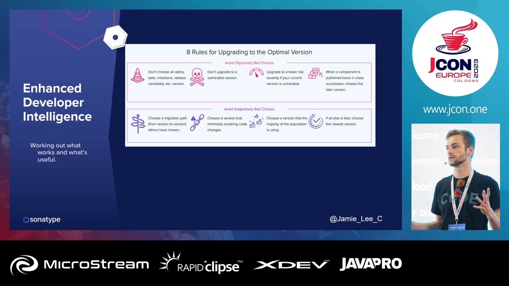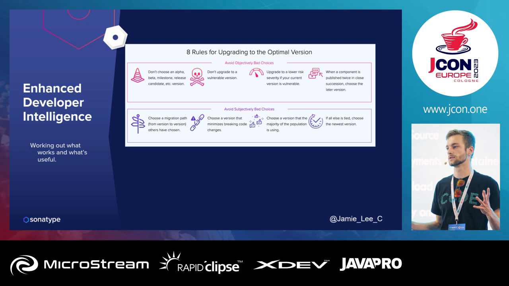So, 8 rules generally. I've taken this from the Sonatype supply chain report. Eight rules: don't choose an alpha or beta generally if you're caring about vulnerabilities. Obviously, don't upgrade to a vulnerable version. I would stay on the version you've got. Sometimes it can be annoying. Sometimes the only path is to remove that dependency and create the functionality yourself. With GitHub and GitHub hashes, you can patch things yourself as well, and you can crowdsource patches, which is good.